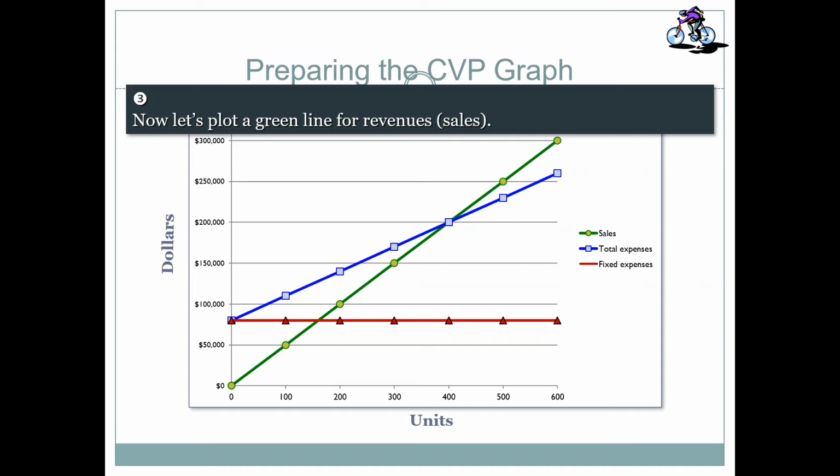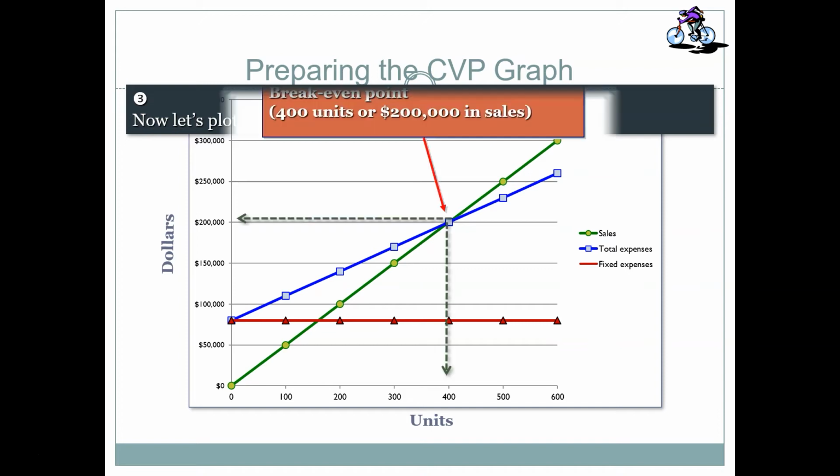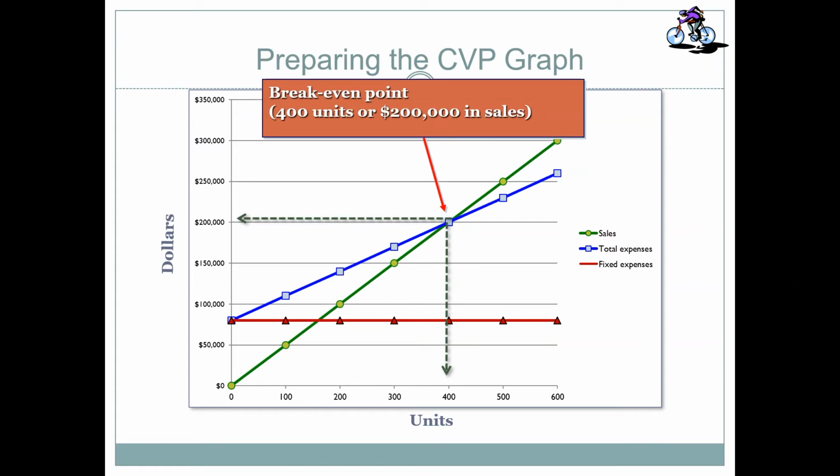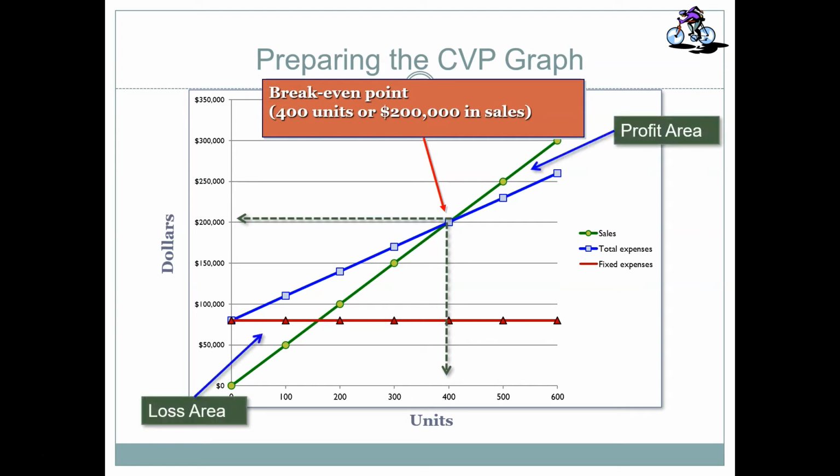And you can see here that the green and blue lines cross at 400 units or $200,000. That is the point at which I have generated enough contribution margin to cover both my fixed and variable expenses. And at that point, I start to make a profit. So notice that anything above 400 units is a profit area for me. My sales line is above my cost line, and I start generating accounting profit. Anything below that, and I'm making a loss.